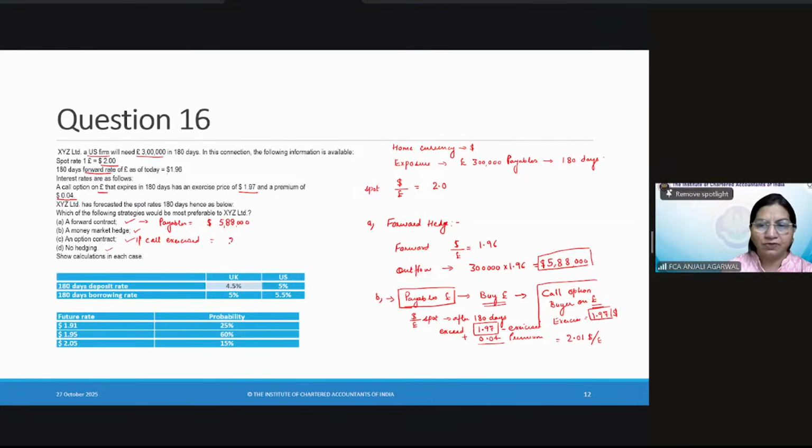then the outflow will be $2.01 per pound. So the total outflow would be 300,000 into 2.01, so 6,03,000 would be the outflow. But we are not sure after 3 months, after 180 days, sorry, what would be the spot rate. So here in this question, probabilities are given and three rates are given: 1.91, 1.95, and 2.05.